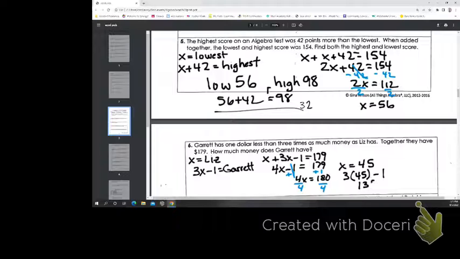So let's see, that's 135. Take away 1 would be $134. And notice I gave it a dollar sign. So don't just stop once you get x equal. Make sure that your final answer is answering the question.